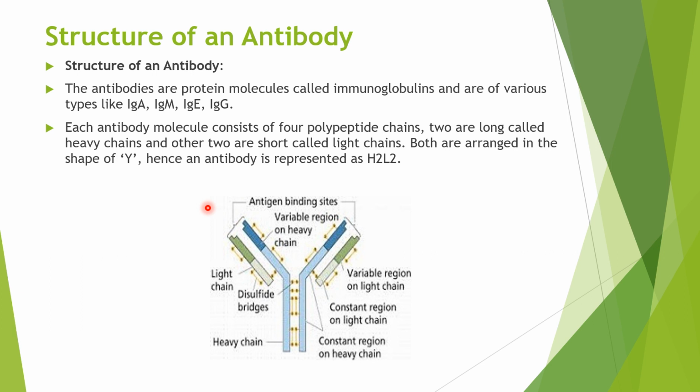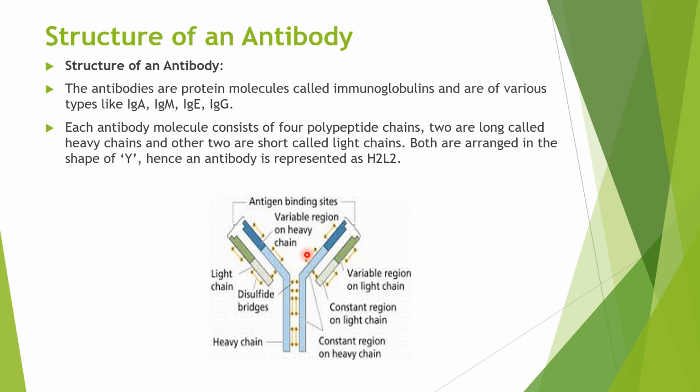Each antibody molecule has 4 peptide chains. You know now that 2 small chains and 2 heavy chains are there, so that's why we call it H2L2. Different types of antibodies are produced in our body, like IgA, IgM, IgE, IgG are some of them. A cartoon of an antibody is given here.